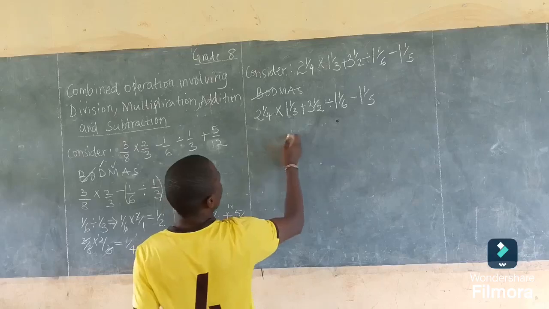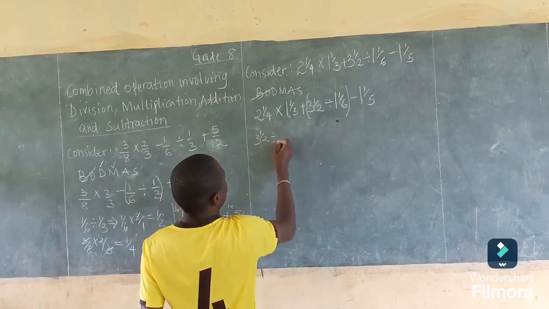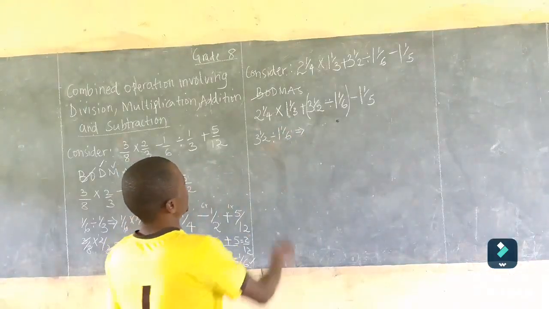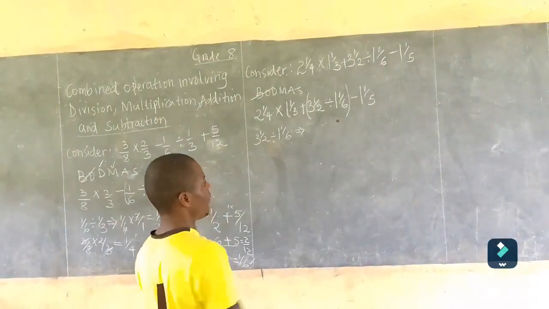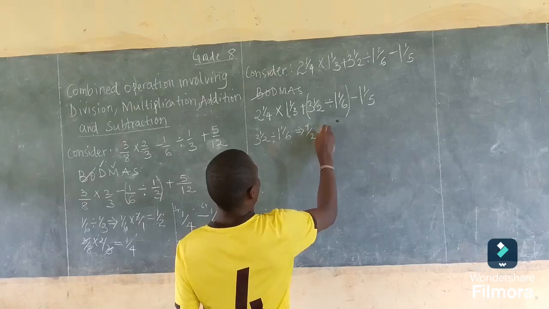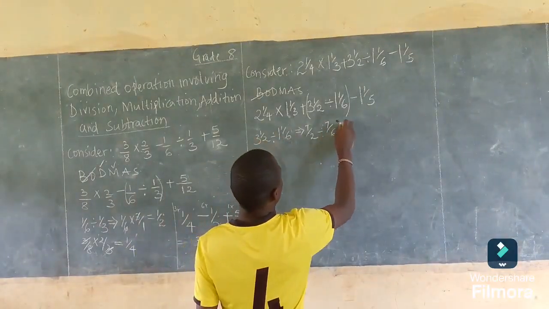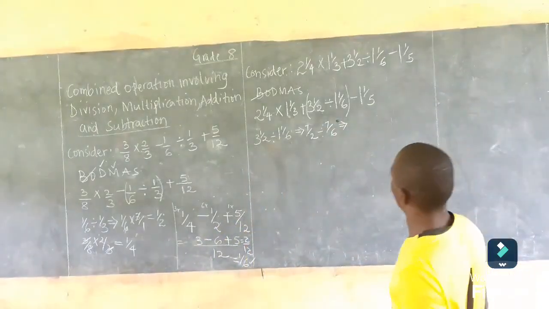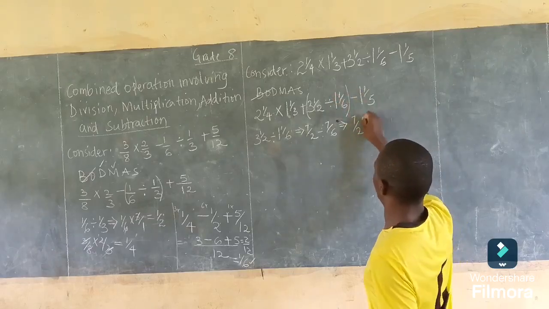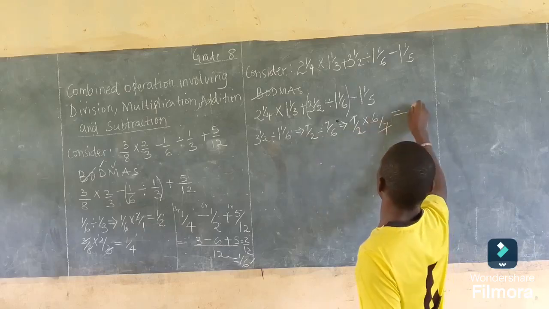So division, what do we divide? We divide 3 and 1 over 2 by 1 and 1 over 6. For us to divide this, we are going to write it in improper form. 2 times 3 is 6, 6 plus 1, 7 over 2, divided by 6 times 1 is 6, 6 plus 1, 7 over 6. Then we proceed: 7 over 2 times the reciprocal, 6 over 7, to get 3.